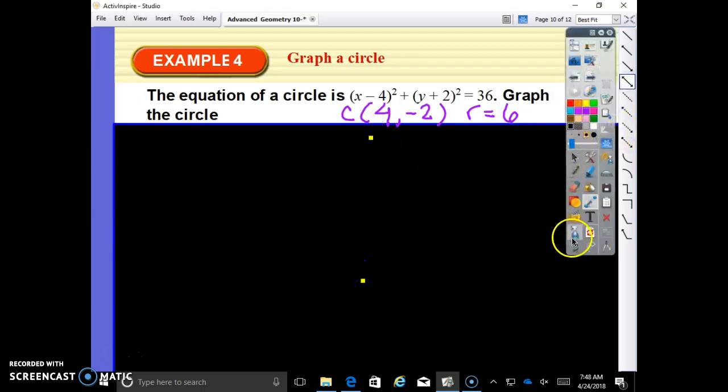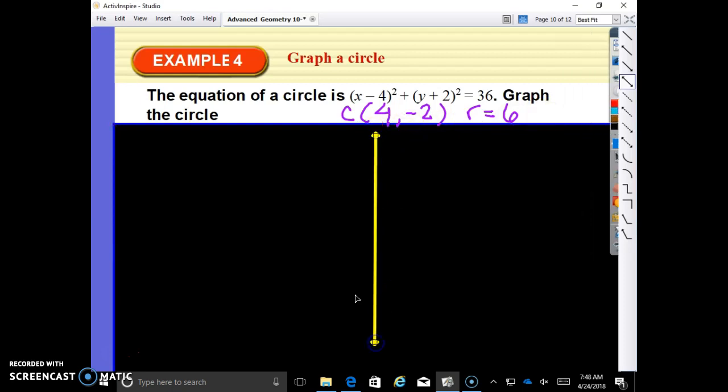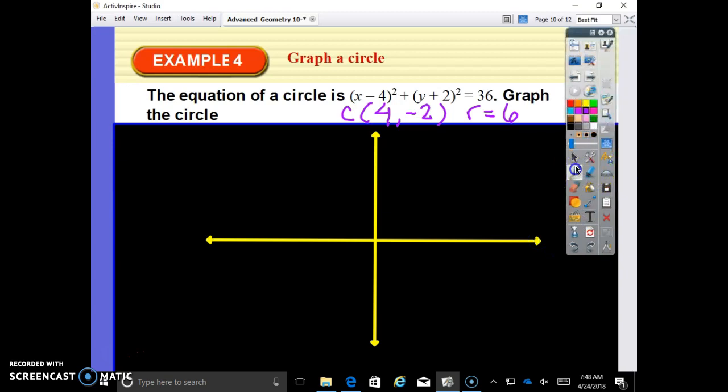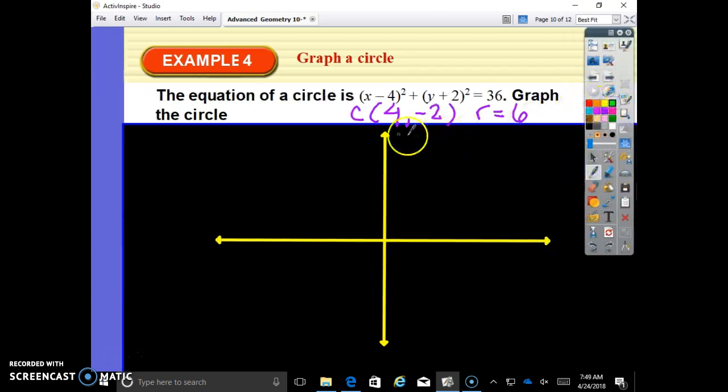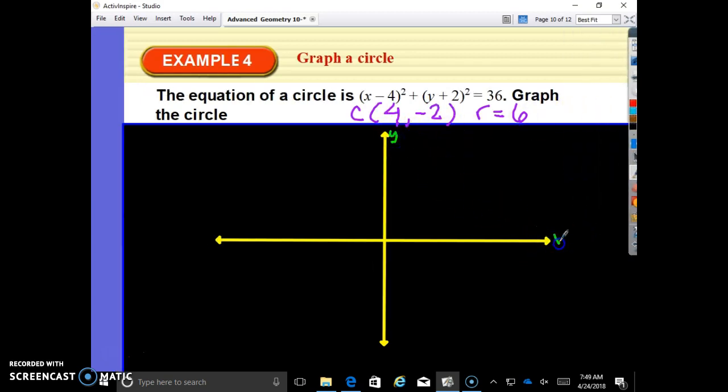oops, I need a different color. So I have my x and y axis. I need to go over to 4. 1, 2, 3, 4. Get into the elevator before you go up or down. Down to the -2. Here's my center at (4, -2). My radius is 6. 1, 2, 3, 4, 5, 6.